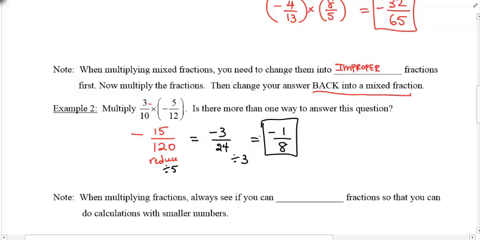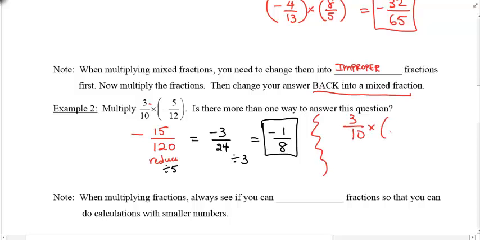Okay? Now I did ask you, is there more than one way to answer this question? And I hope you are going to say, I think so. And I hope you learn this other way too, because I think dealing with smaller numbers is always a better thing. So let me just do a squiggly line here, and let's do this again.